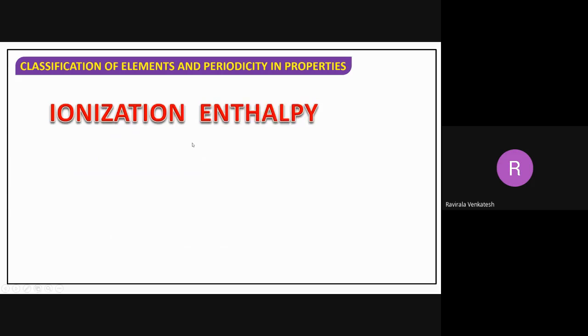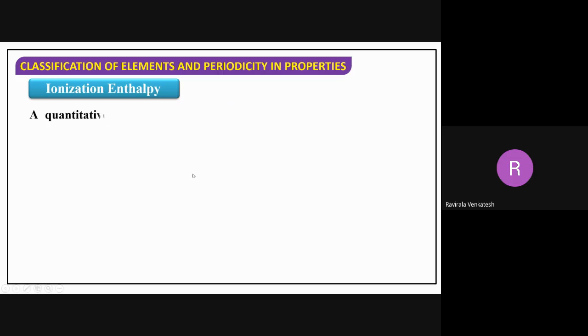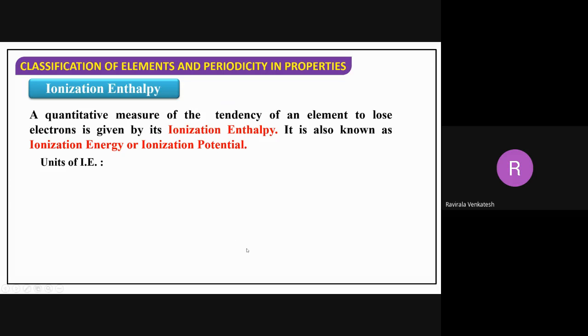Ionization enthalpy. I will take just the definition only, so that tomorrow we'll complete this topic. To remove an electron, whatever energy is required, that we generally call ionization energy. For example, I want to remove an electron like this. Some nucleus is there. First orbit, second orbit, third orbit are there. Here some electrons are there. This is called the valency electron, the outermost electron.